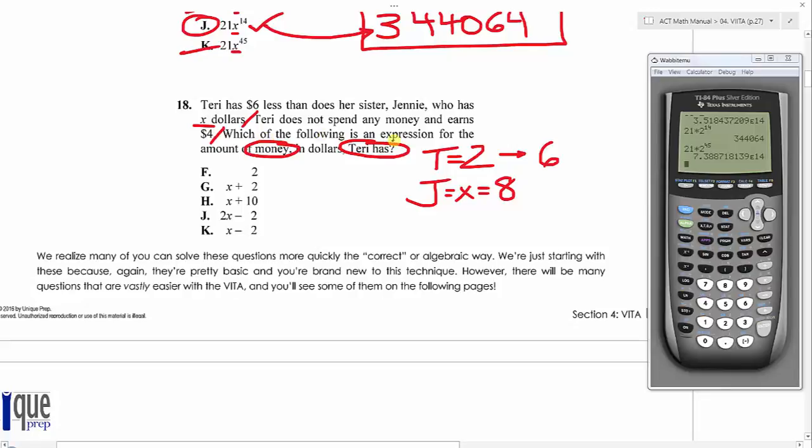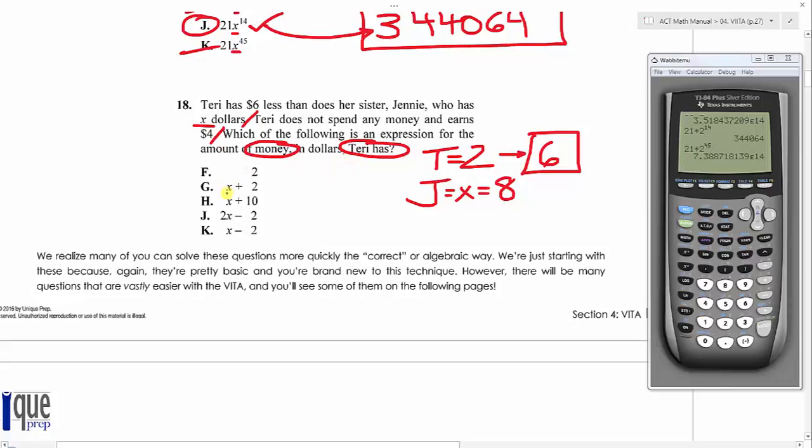And this says which of the following is the expression for the amount of money Terry has. So this is what Terry has, and that's what they're asking. So that's what I'm going to put in a box. Remember, whatever the solution is, whatever they're actually asking, that's what we need to have in a box, and that is what we're looking for in the answers.